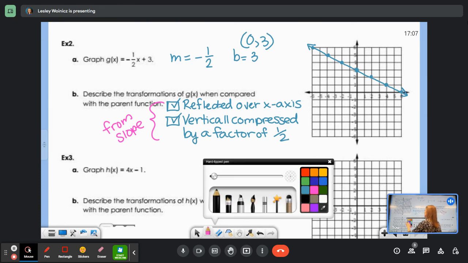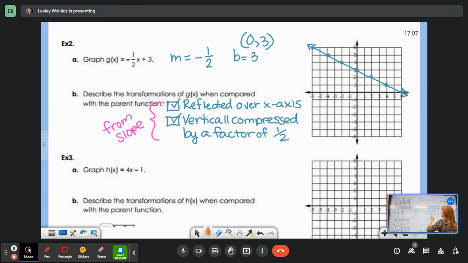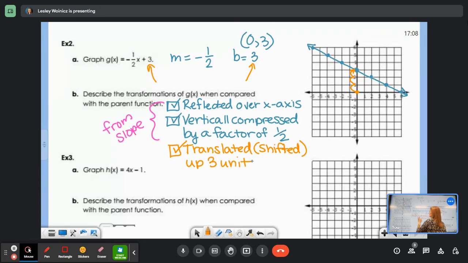Okay, my last transformation, I'll do this one in another color, comes from my b value. Notice that my y-intercept shifted from the origin up 3 units. Okay, so that's my last one. Translated or shifted. You can say whichever one you want, shifted up 3 units. Okay, that's it. And that one we had 3. Holy Hannah.